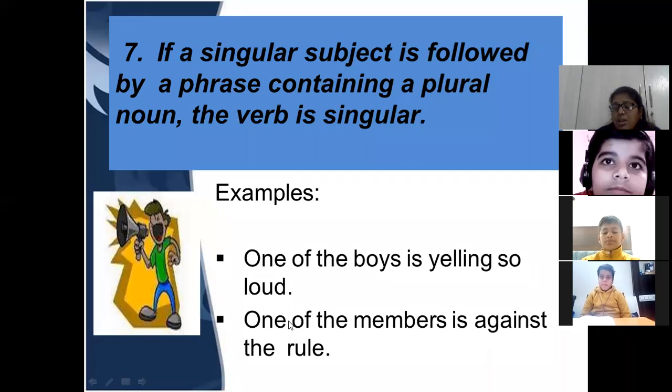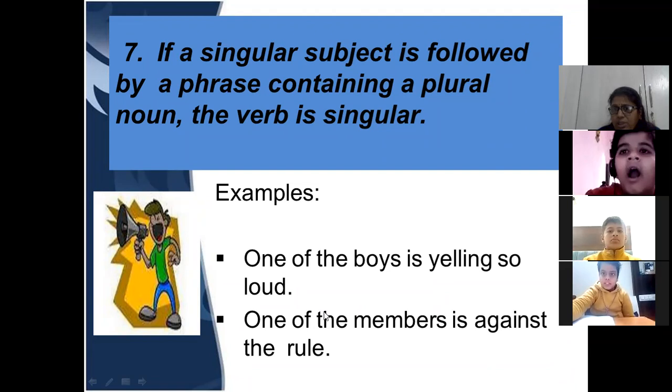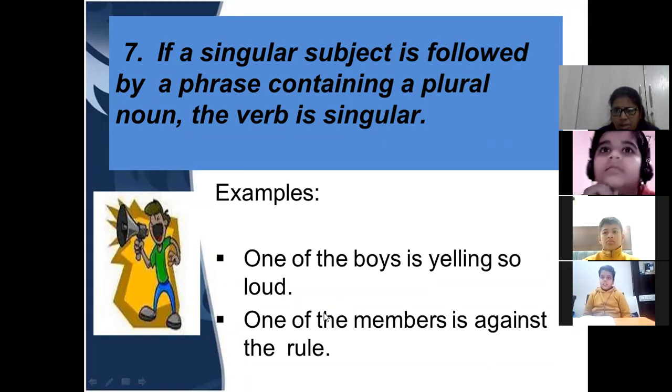So if I say out of 40 students, one is not attending my class, I will not say "one are not attending." Understood my point? Give me a thumbs up if you have understood this point. And wherever you are facing a problem, just note it down. Just after this, we'll share it again. All the problems, whatever you have not understood, we'll share it out again. Okay. So let's move on to the next rule.